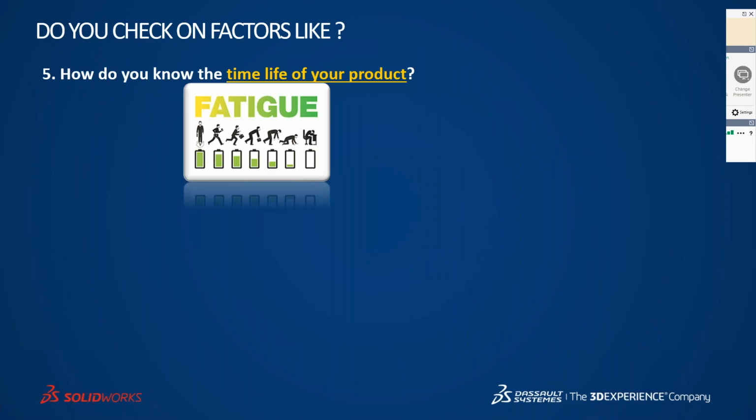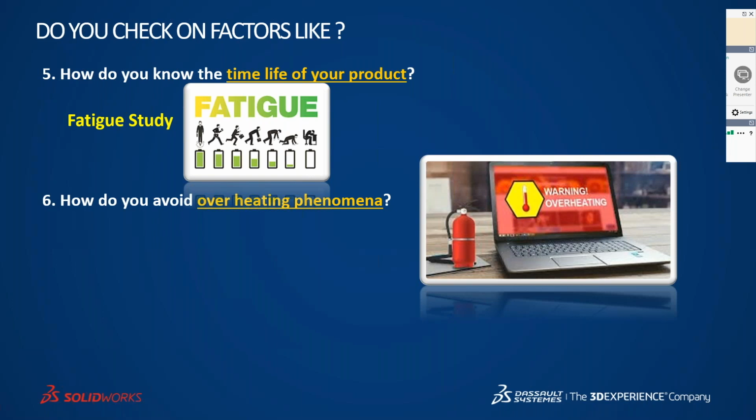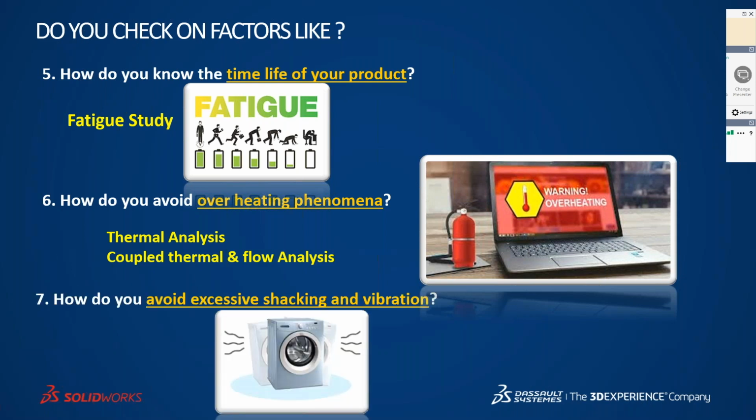The fifth one: what is the life time of your product? How many years will this product last without any damage? So how do you check this? We can do a fatigue study. And overheating phenomena, for example, how to avoid overheating in parts of your operations, like bearings and other parts. We can do that using thermal analysis or thermal flow analysis. And in some cases, like in vibration industries or where there is excessive shaking of the parts, that can also be tested using frequency analysis and dynamic analysis.